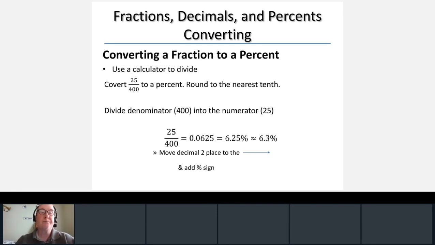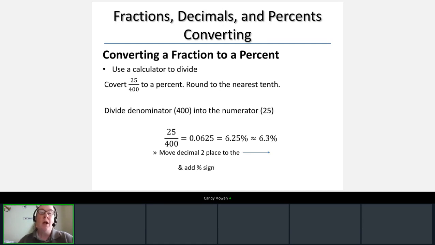Converting a fraction to a percent. I like to think of this, and it cuts down on a lot of steps. Of course, you can use a good old calculator. Convert 25 over 400 to a percent, round to the nearest tenth. Divide the denominator 400 into the numerator 25. You get a decimal.